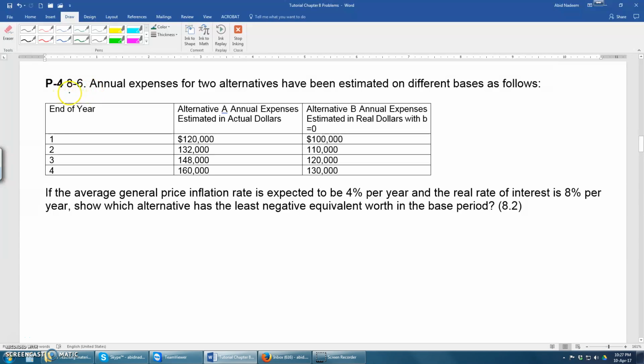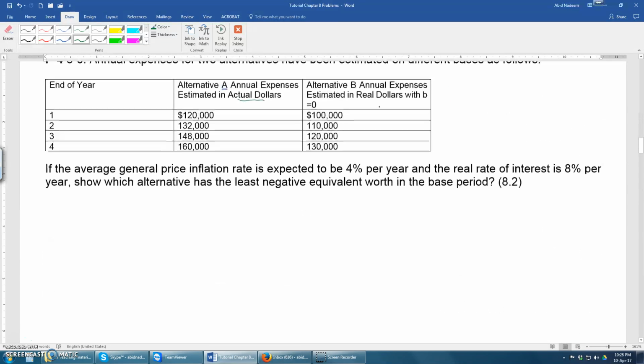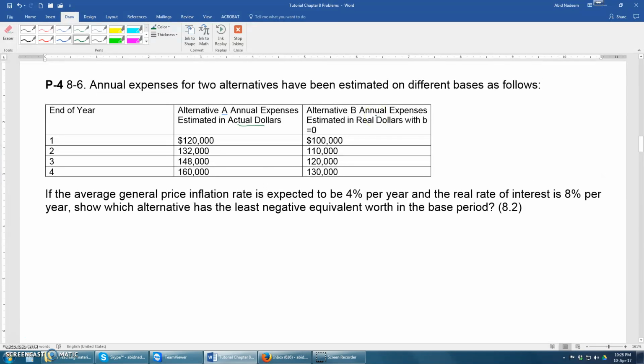Okay, this is problem 8-6. In this problem we are going to compare the present worth of two alternatives. As you can see, the values of the cash flows are given in actual dollars for alternative A and in real dollars for alternative B, with a base year of 0.